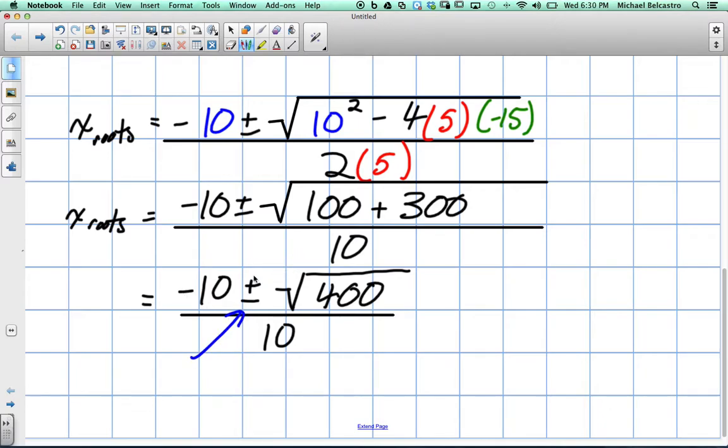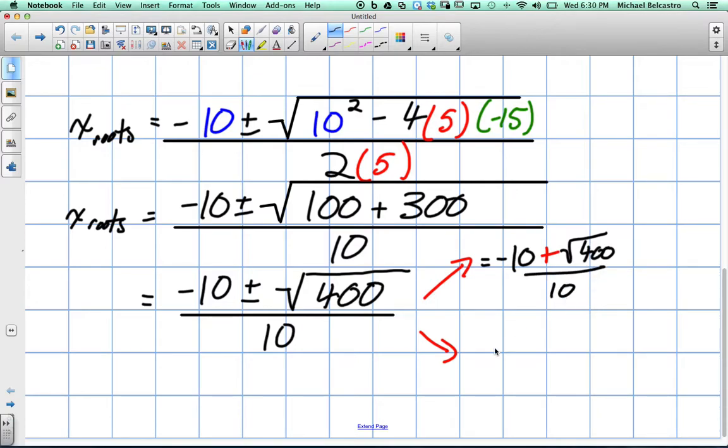This says plus or minus, and what that means is we're going to do this question with just the plus sign here, and then we're going to do this question again with just a minus sign here. So we split in two. So you know what, I'll split it right now. Okay, so red and red. So it's going to equal negative 10 plus root 400 divided by 10, and negative 10 minus root 400 divided by 10. So now we're solving for two things.